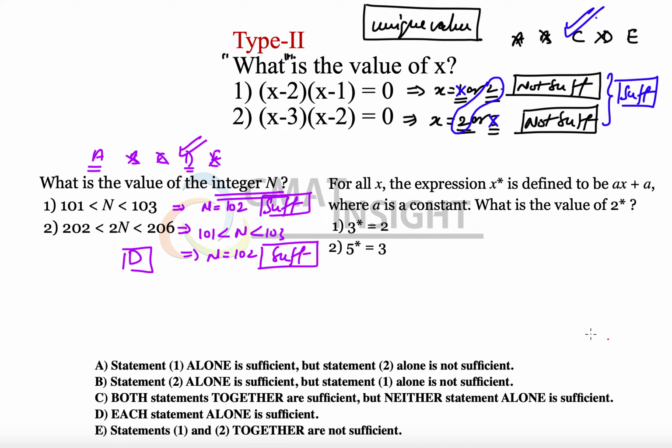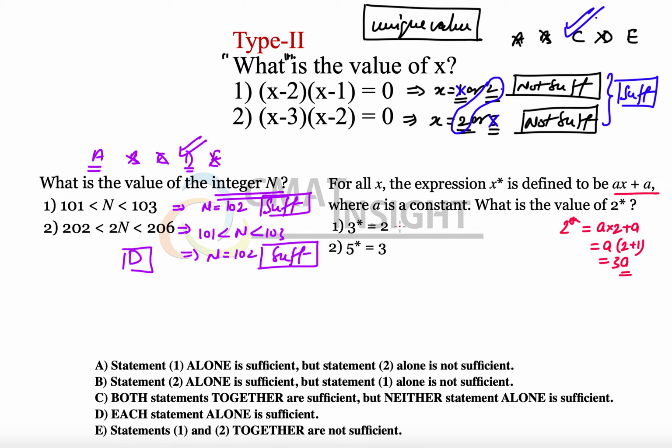Now let's quickly look at the third example of a type 2 question, which says: for all the values of x, the expression x star is defined to be ax plus a, where a is a constant. What is the value of 2 star? So we understand that 2 star according to this function should be equal to a multiplied by 2 plus a. That means we take a common: a times (2 plus 1), so it is equal to 3a. So to answer this question we need the value of a. Let's quickly look at these statements.